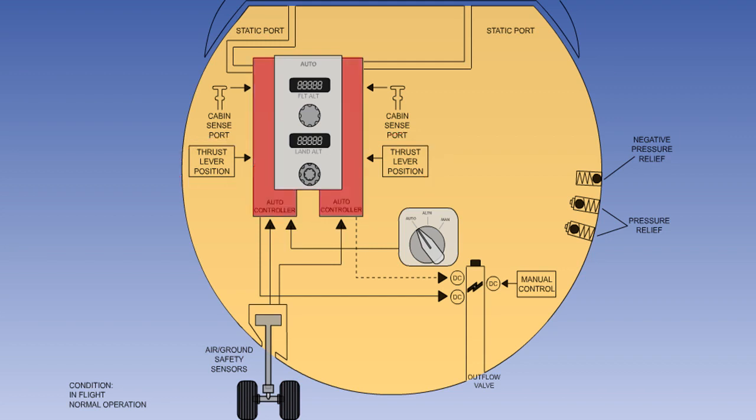One controller is operating and the other is on standby. The roles are automatically reversed after each landing. In the event of a failure, the standby controller will automatically take over control. The controllers are normally located away from the flight deck in an electrical service center. Each outflow valve is operated by one of three electric motors. There is one motor for each automatic controller and another for manual control.